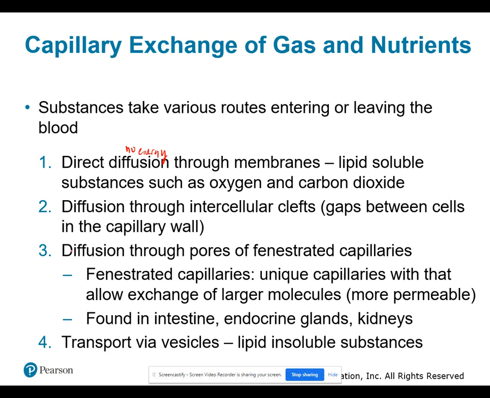And the last one is transport via vesicles. These are going to be lipid-insoluble substances. These are things that can't really pass through the cell membrane. These things are going to undergo a process known as exocytosis. Exocytosis means that it's going to exit. The vesicles are going to leave the cell. And then you have endocytosis, and endo means enter. So these are when things are going to be brought in.